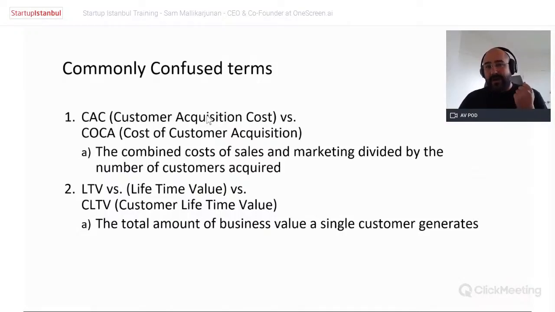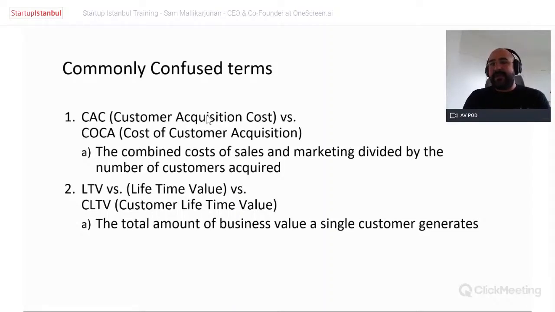There's two terms here that are really important to us. One is the cost of acquiring a customer, or CAC, and the other is the customer's lifetime value, or LTV. Those two things come together in a ratio. Sometimes you'll see it called COCO, which is the cost of customer acquisition. It's the exact same thing.